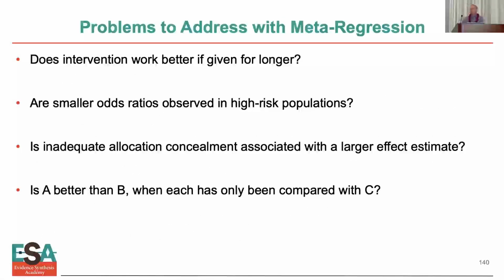So what are some of the problems we could address with meta-regression? One is, does the intervention work better if it's given longer? Are smaller odds ratios observed in high-risk populations? Is inadequate allocation concealment associated with a larger effect estimate? Is A better than B when each has only been compared with C? So you're basically looking at differences between groups or between subgroups that are defined by study level factors.